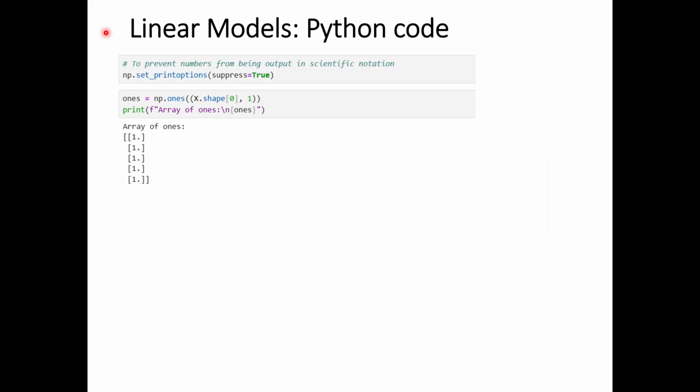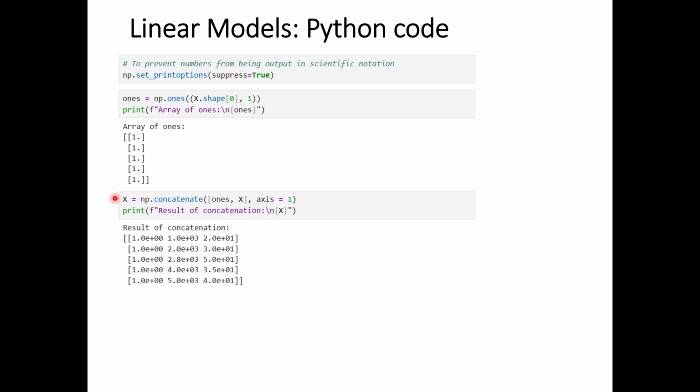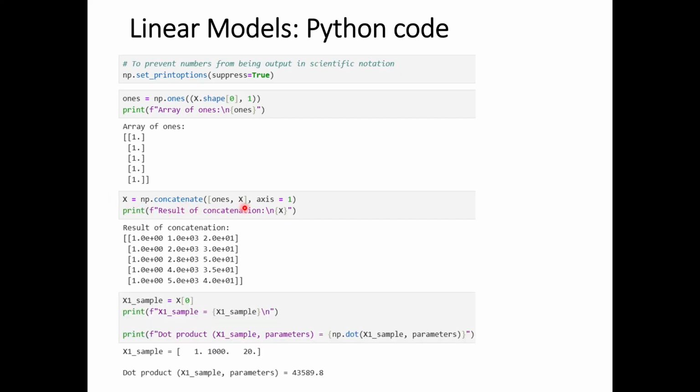Now let's add a column of 1s to the entire design matrix. We tell NumPy to display numbers in fixed point notation instead of scientific notation. Let's create the column of 1s. Technically, it's a matrix with a single column. It has the same size as the number of samples, in our example, 5. Then we concatenate it with our design matrix. After that, we can calculate the dot product of any example and the parameter vector, with no errors.